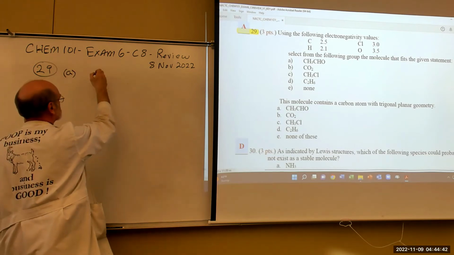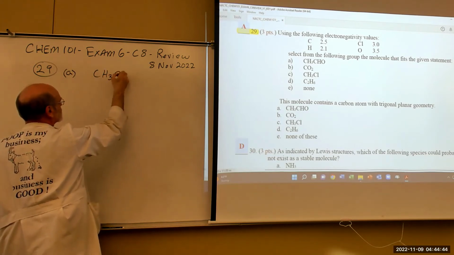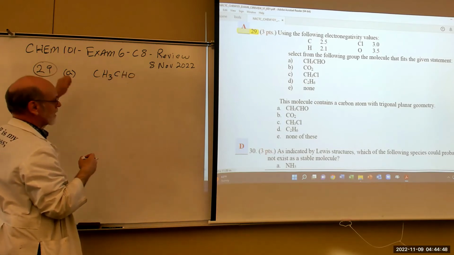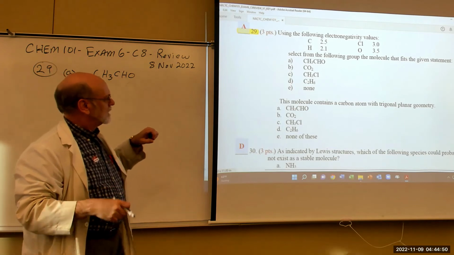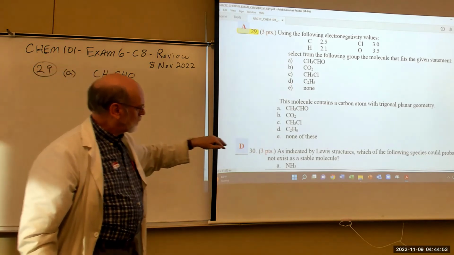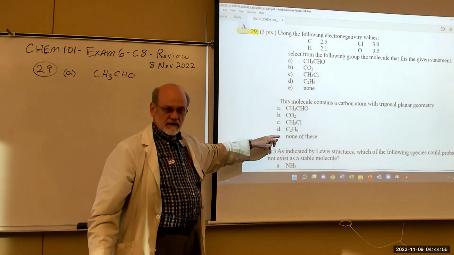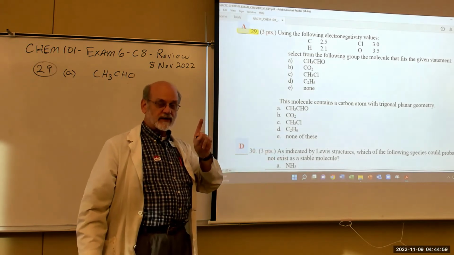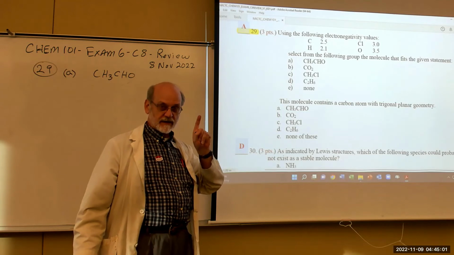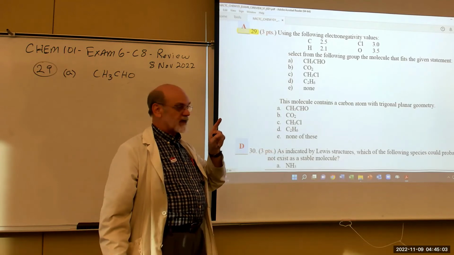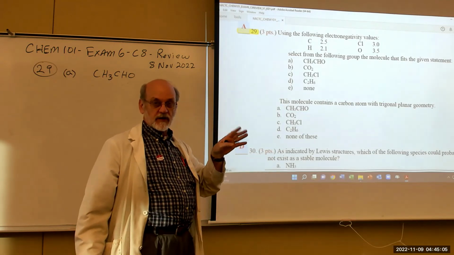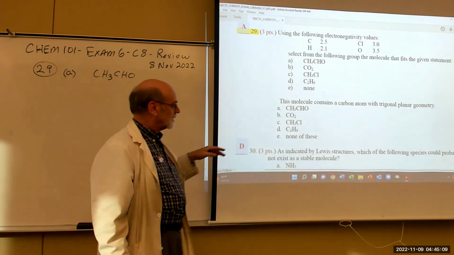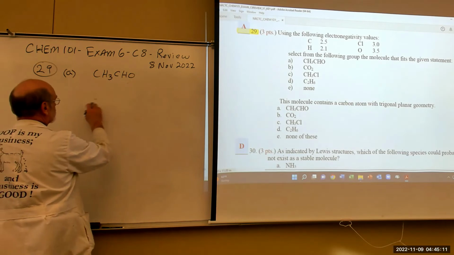The first one is CH3CHO. Okay. Now, notice that one of the answers is none of these. So, if we find one that does have trigonal planar geometry in its makeup, then we can stop because we found an answer that is not none of these. So, how about this one?